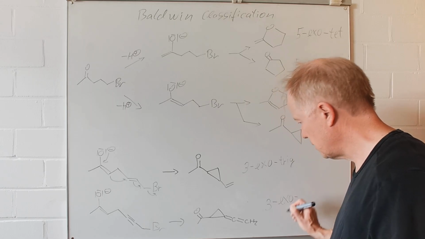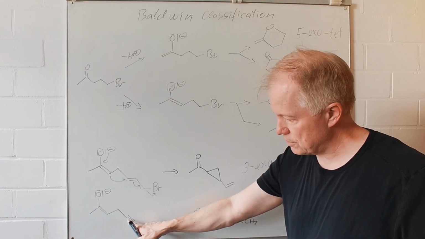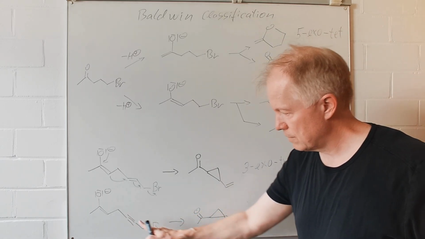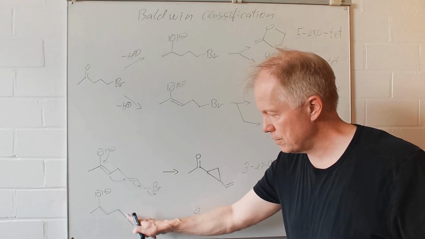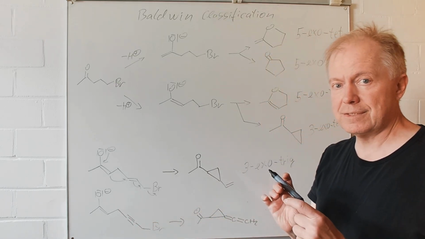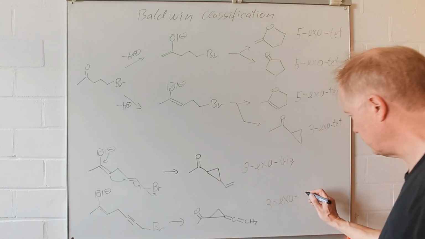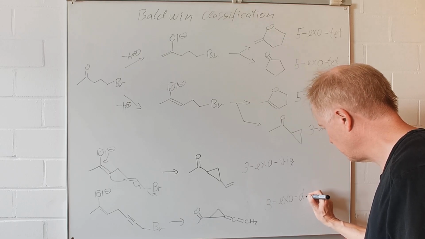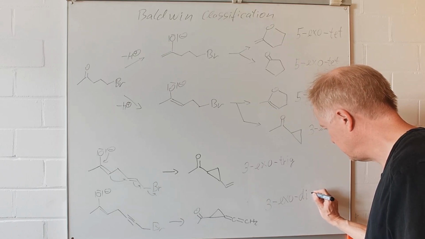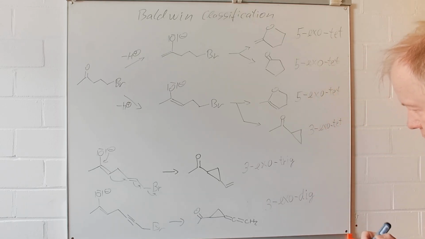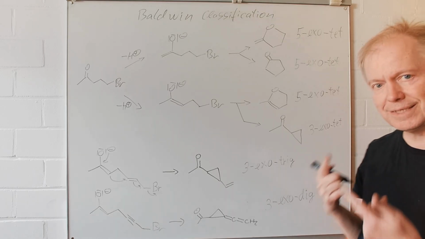3-exo, but since it is an alkyne, the carbon has two substituents, that carbon and that, then it's a diagonal center, and therefore we add DIG. It's a 3-exo dig reaction.